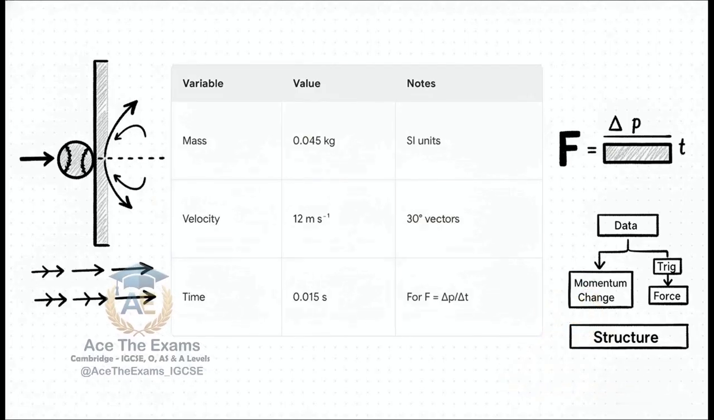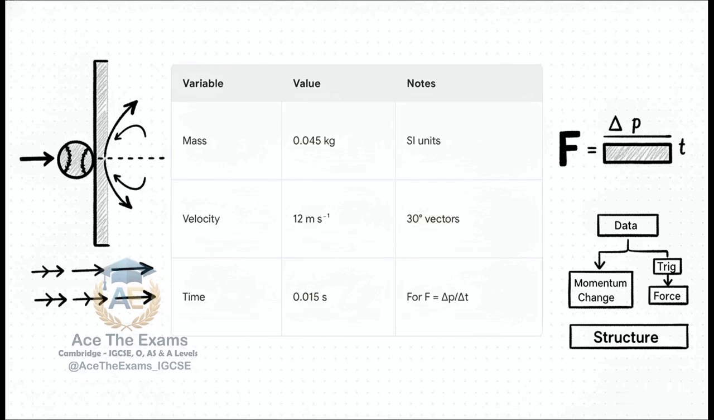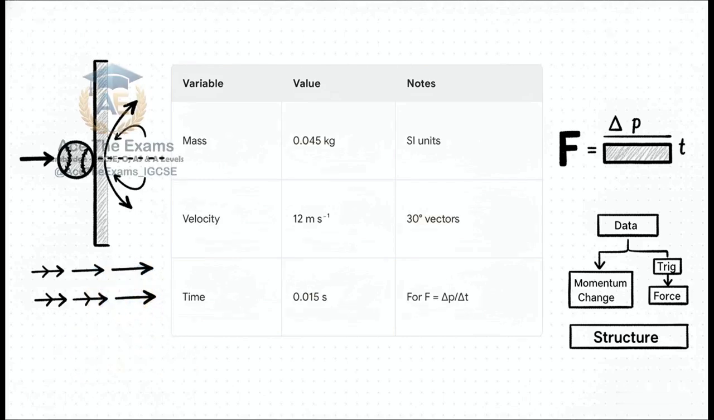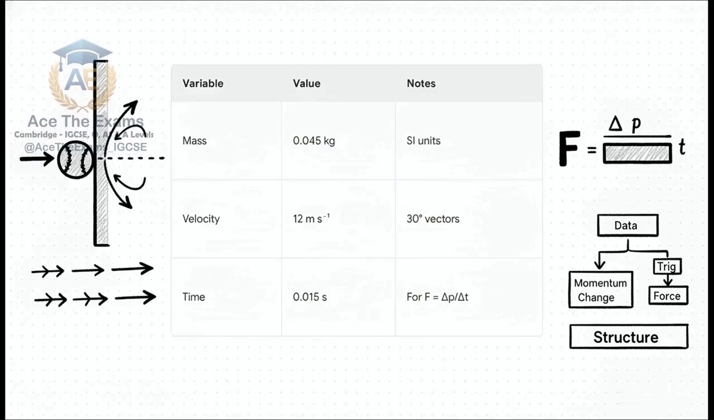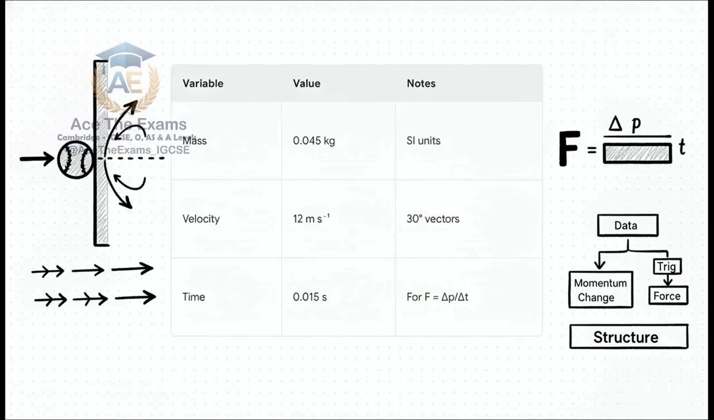Now for the velocity. Because the ball hits at an angle, the momentum change only happens on the axis perpendicular to the wall. The velocity parallel to the wall doesn't change at all. So you use your vector decomposition, sine or cosine depending on the angle placement, to find just that perpendicular component. Multiply by mass to get your initial and final perpendicular momentum, find the change, and divide by time to get your force. By categorizing the data first, you don't waste time calculating things the command word didn't ask for.